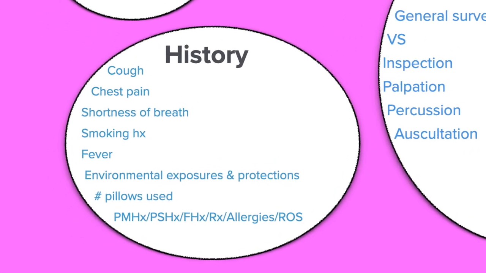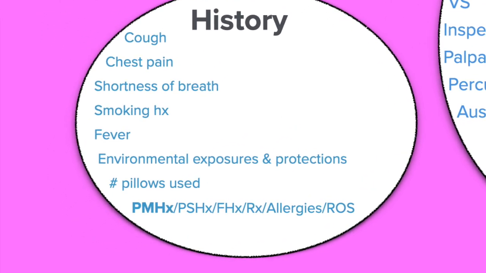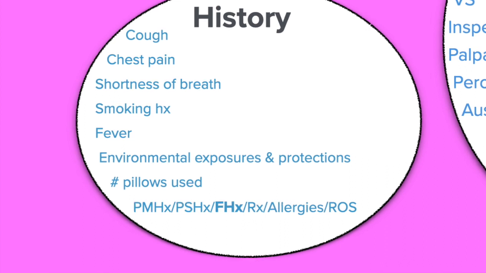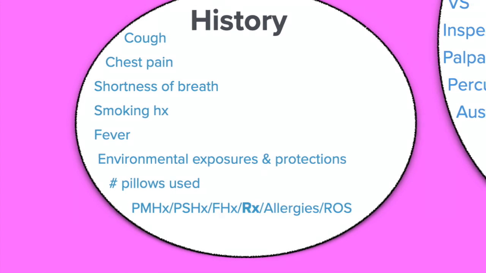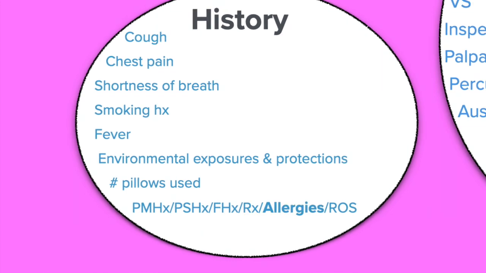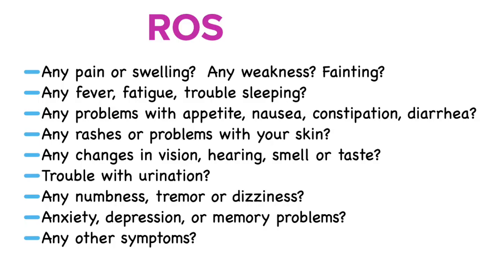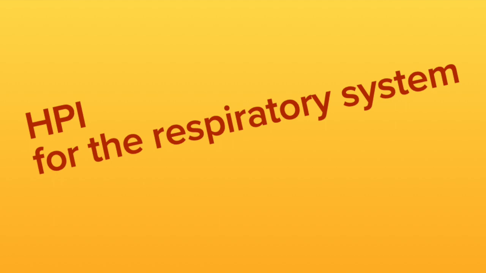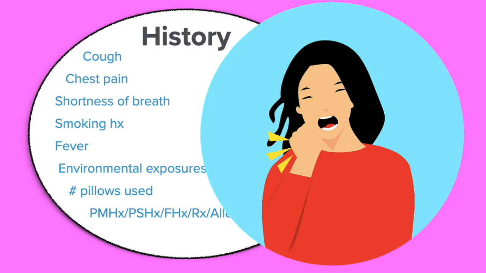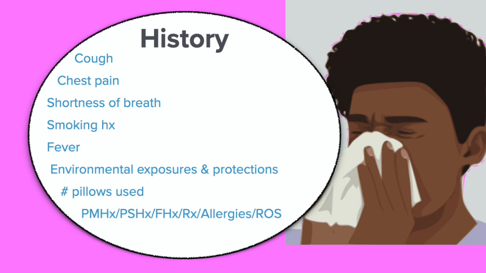In terms of a history in the respiratory system, we want to ask all the common questions like past medical history, past surgical history, family medical history, any medicines, over-the-counter, prescription, supplements, and what allergies do they have? What is their full review of systems? Questions we want to ask that are specific to the respiratory system include, has this person had a cough? Besides the regular symptom analysis we would do for this system, make sure you ask if that's a dry or productive cough. If it's a productive cough, is the phlegm thick or thin? And what color is it?